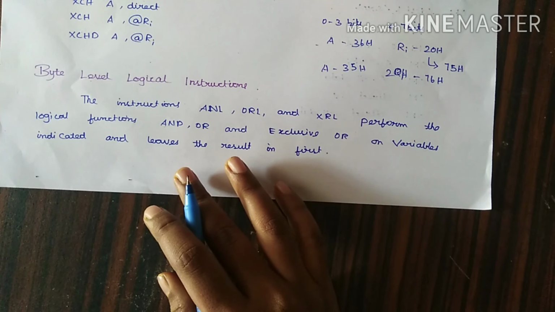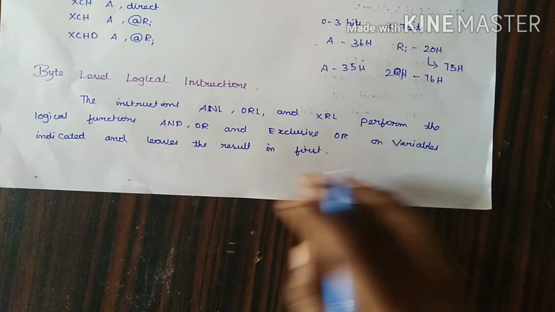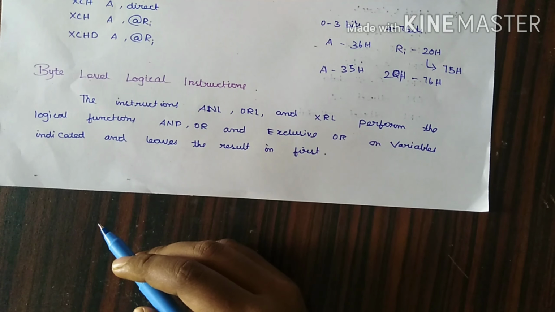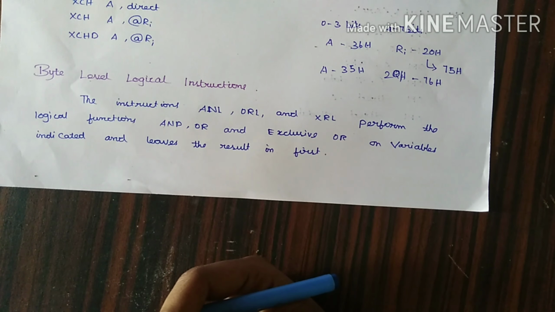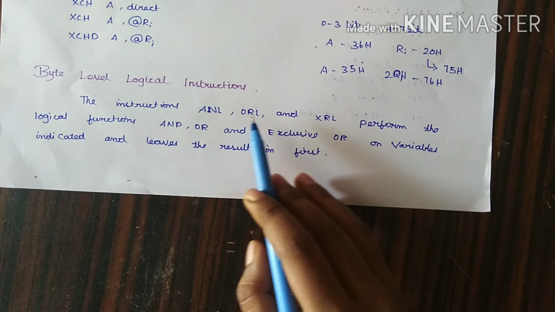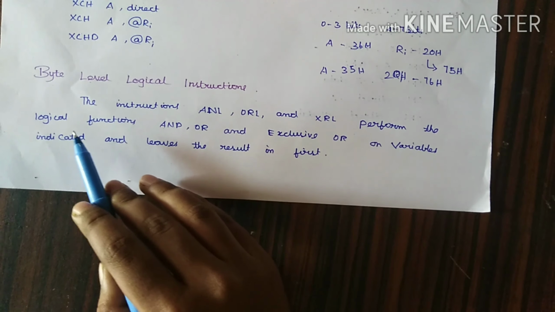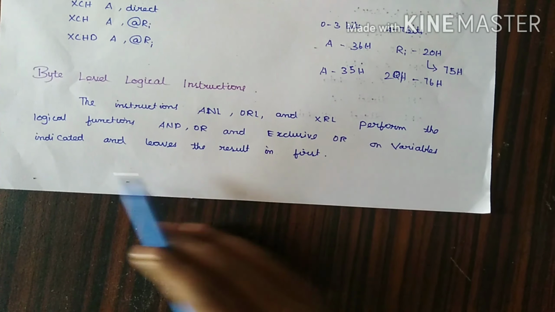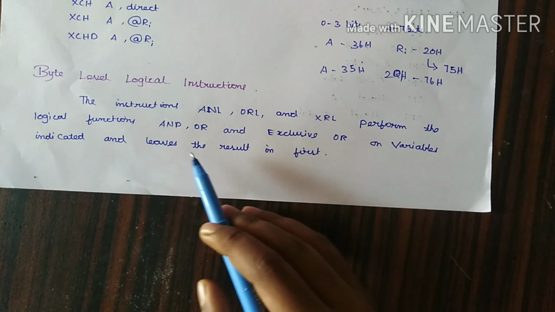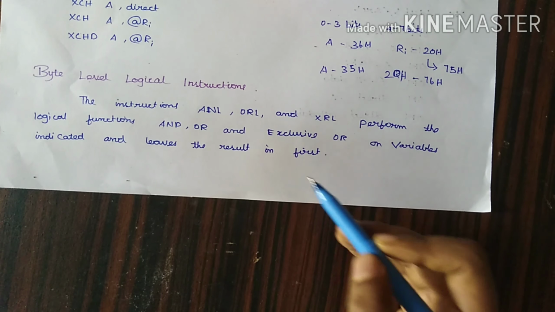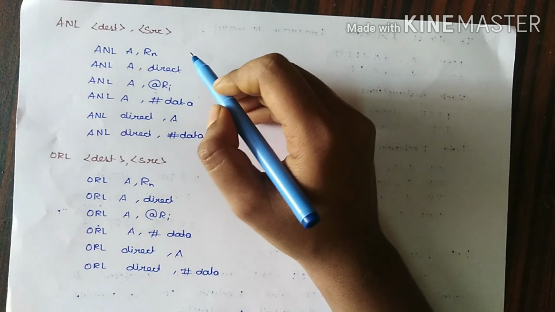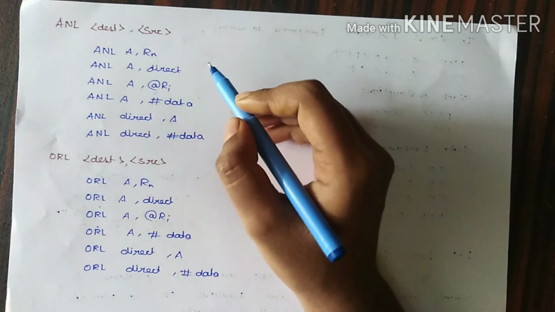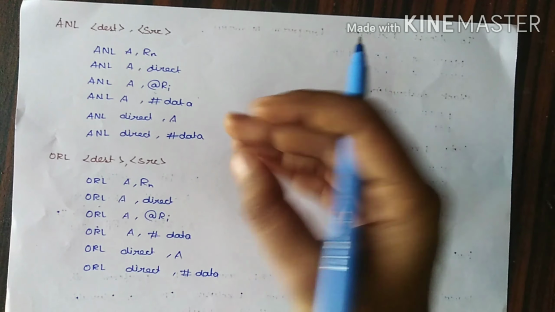And the next type of instructions are byte level logical instructions. We know that logical instructions are AND, OR, exclusive OR, NOT, etc. These instructions ANL, ORL, and XRL perform the logical functions AND, OR, and exclusive OR on the variables indicated and leave the result in the first. That is, the first operand we are indicating in this instruction. And also these instructions perform logical operations on byte level operands.